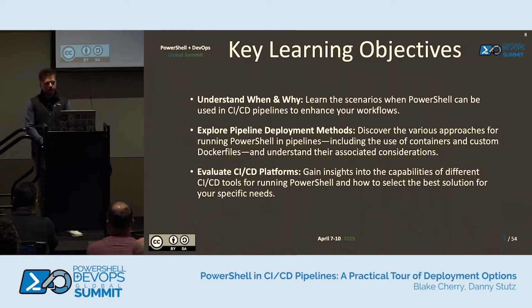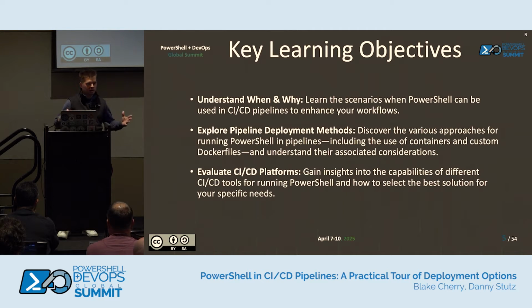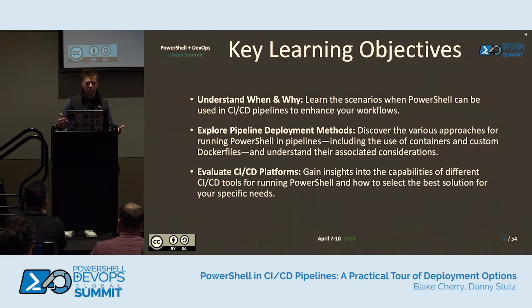So today, the key learning objectives of some of the content we'll go through is to understand when and why you would use CI/CD pipelines and PowerShell in your CI/CD pipelines. We'll talk about the different pipeline deployment methods, the various approaches for running PowerShell in your pipelines, including using containers and custom Dockerfiles, and understanding the other considerations you need to take while running your pipelines. Lastly, we'll talk through some different CI/CD platform options, doing effectively a comparison of the most commonly used platforms, at least that Danny and I see when working with clients.